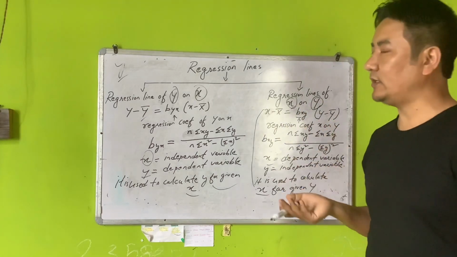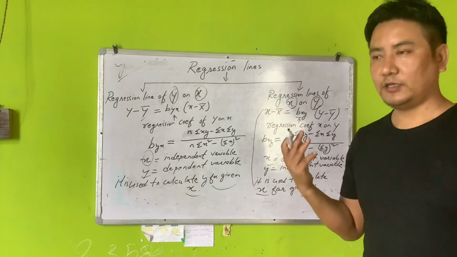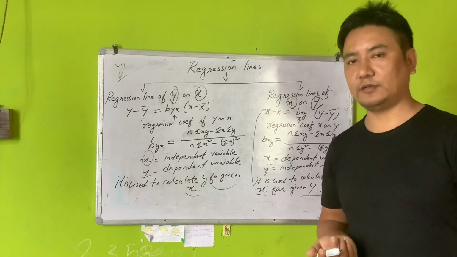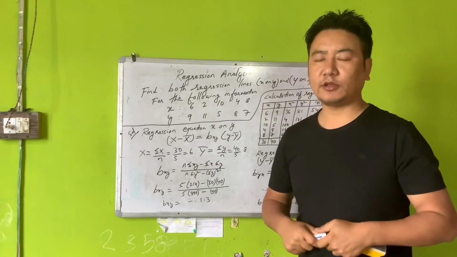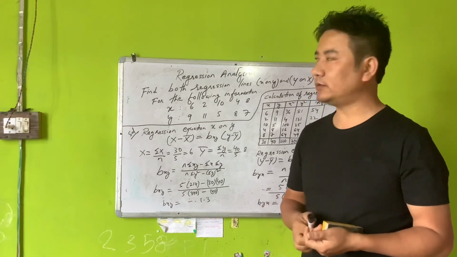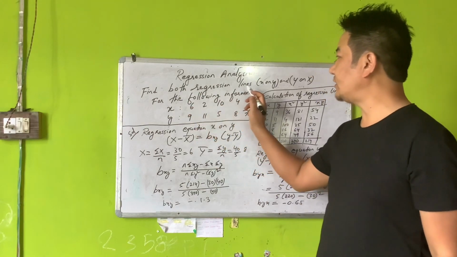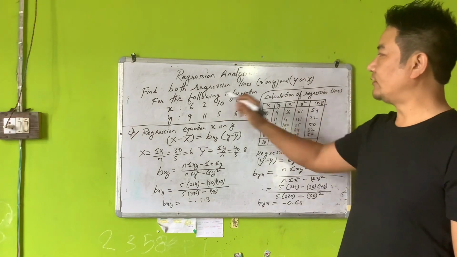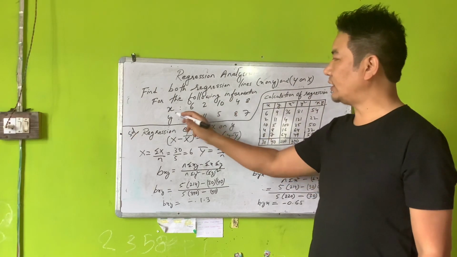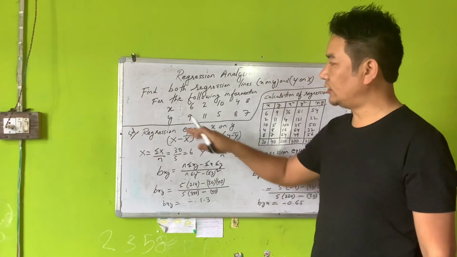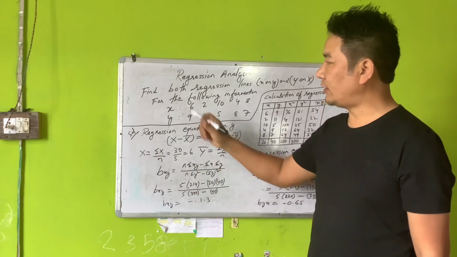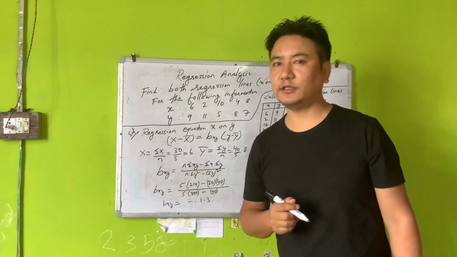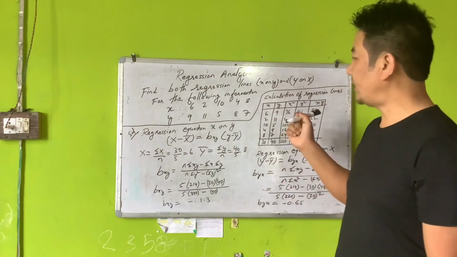We will be finding the unknown variable from the given known variable. Okay, let us do it. Let us solve one question. The question is: find both regression lines, x on y and y on x, from the following information. Two variables, x and y, are given. From this information, you have to find two regression equations, that is x on y and y on x.